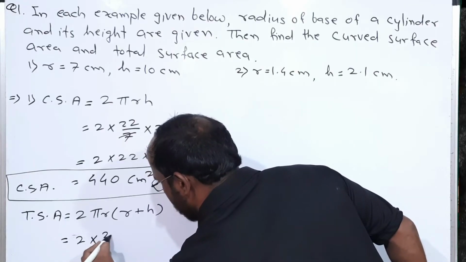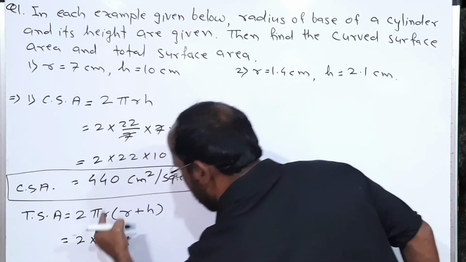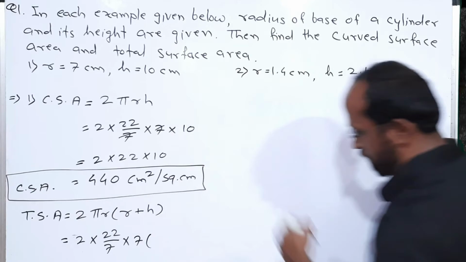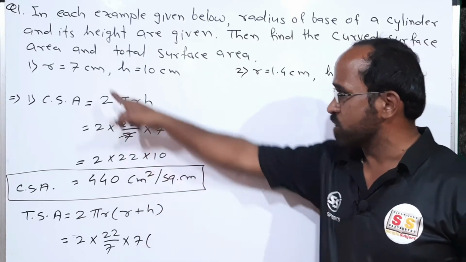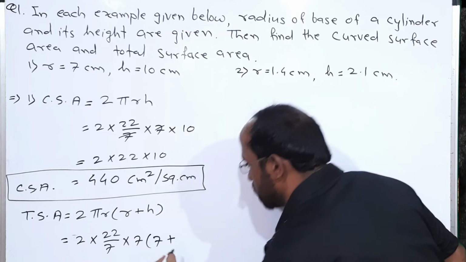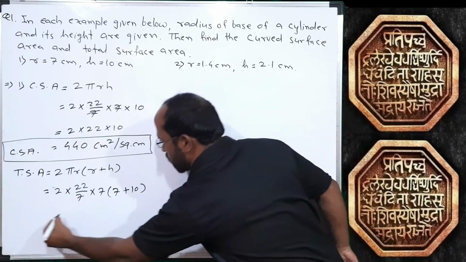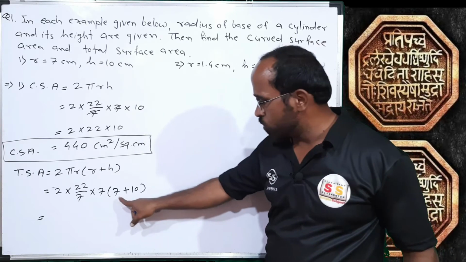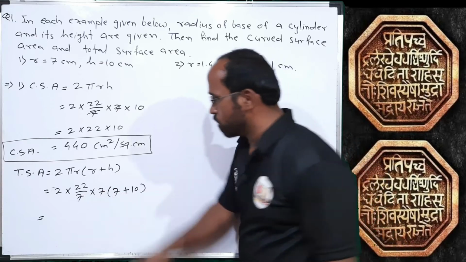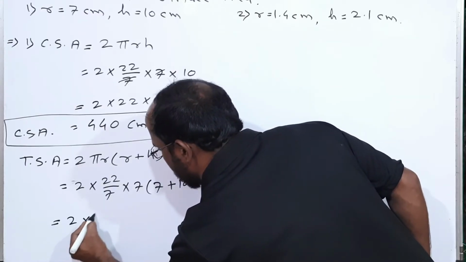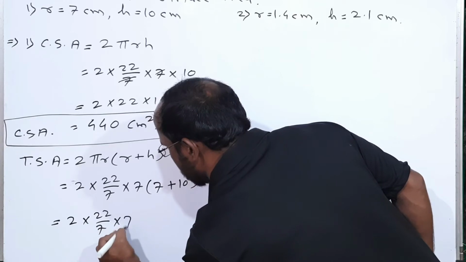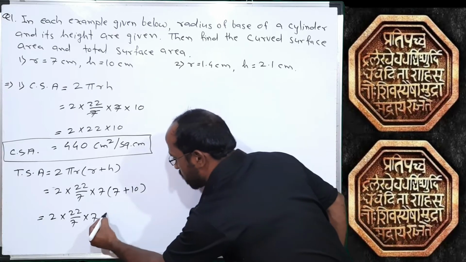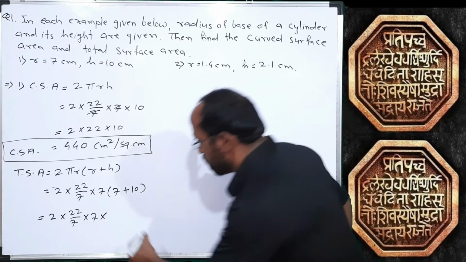2 multiplied by pi, which is 22 upon 7, multiplied by r. r is nothing but radius, that is 7, multiplied by the bracket. What is there in the bracket? r plus h. r is 7 plus h, h is 10. According to BODMAS, we have to solve the bracket first. So 10 plus 7 is 17. So now the question will be 2 multiplied by 22 upon 7 multiplied by this 7, multiplied by this bracket, 7 plus 10, 17.